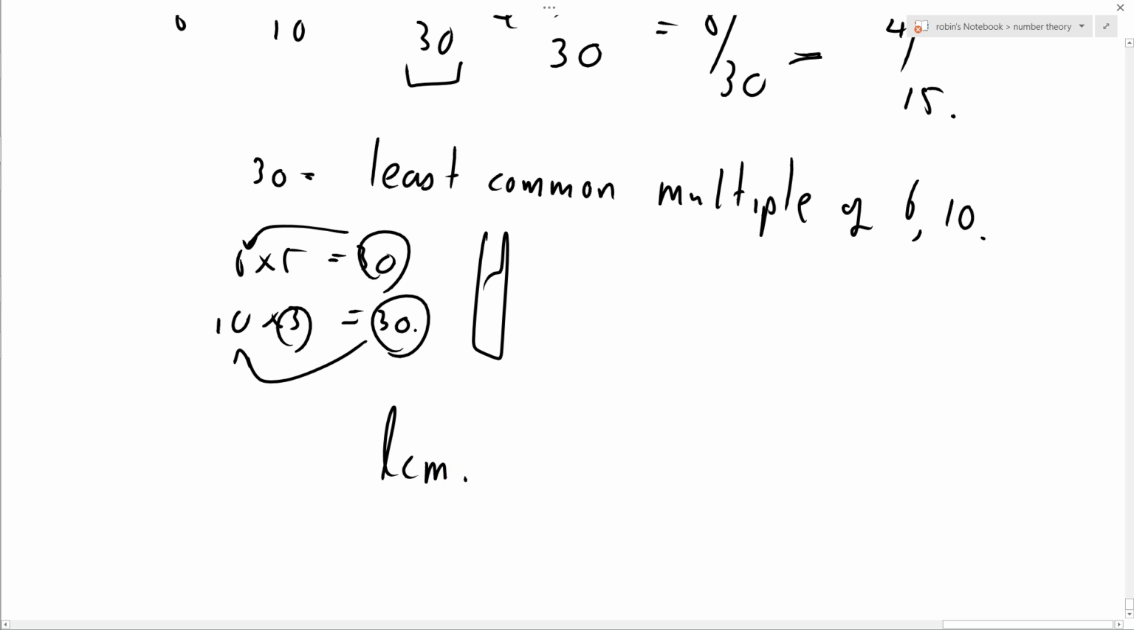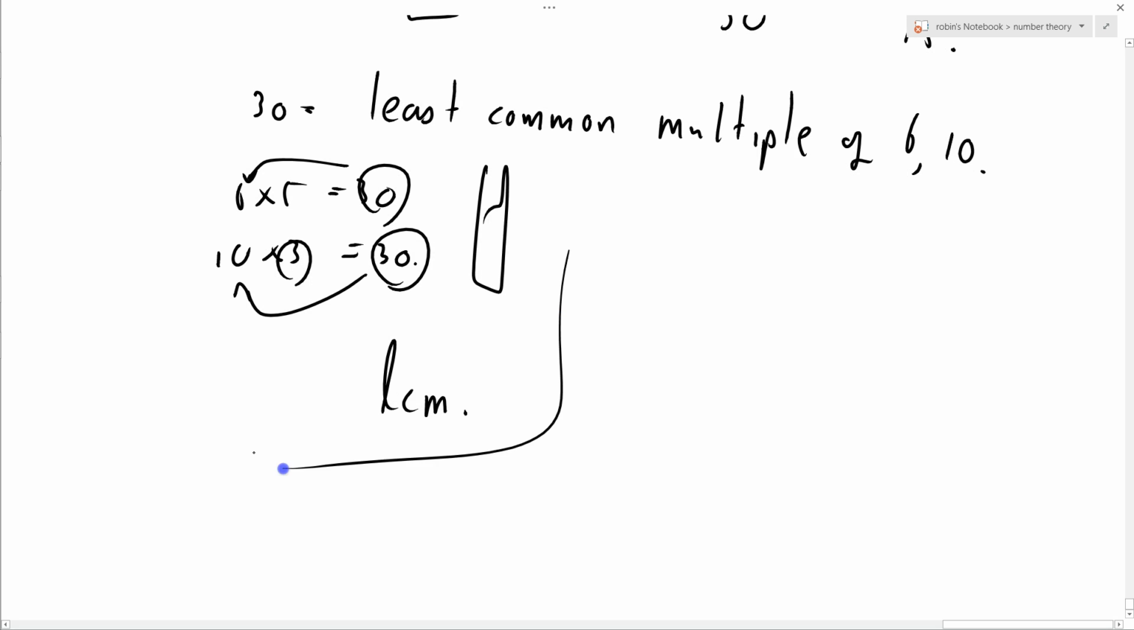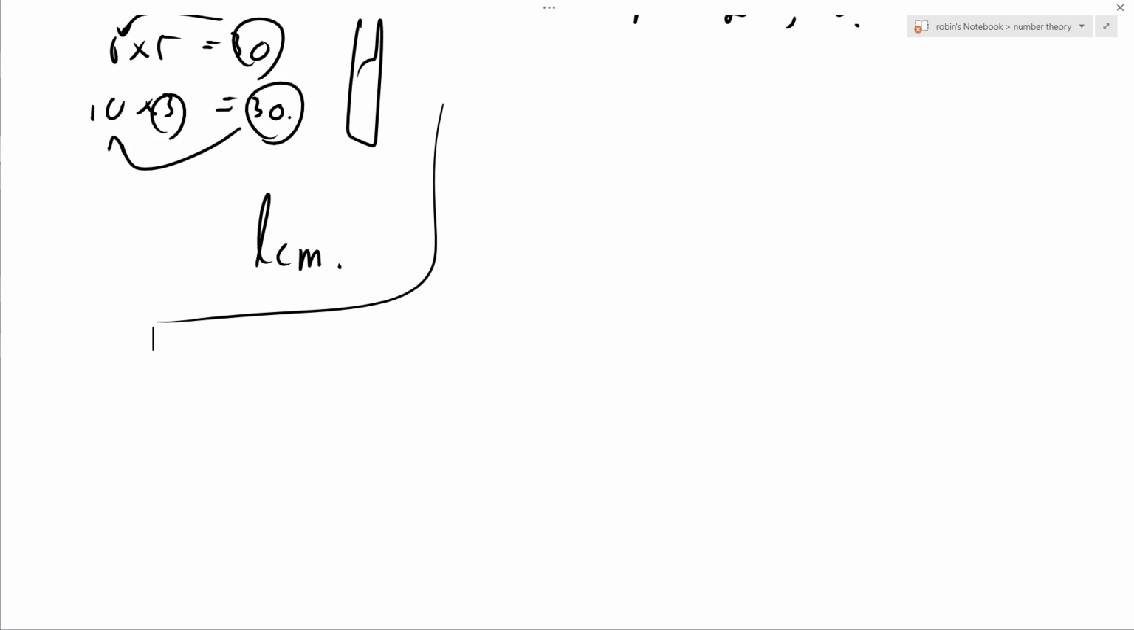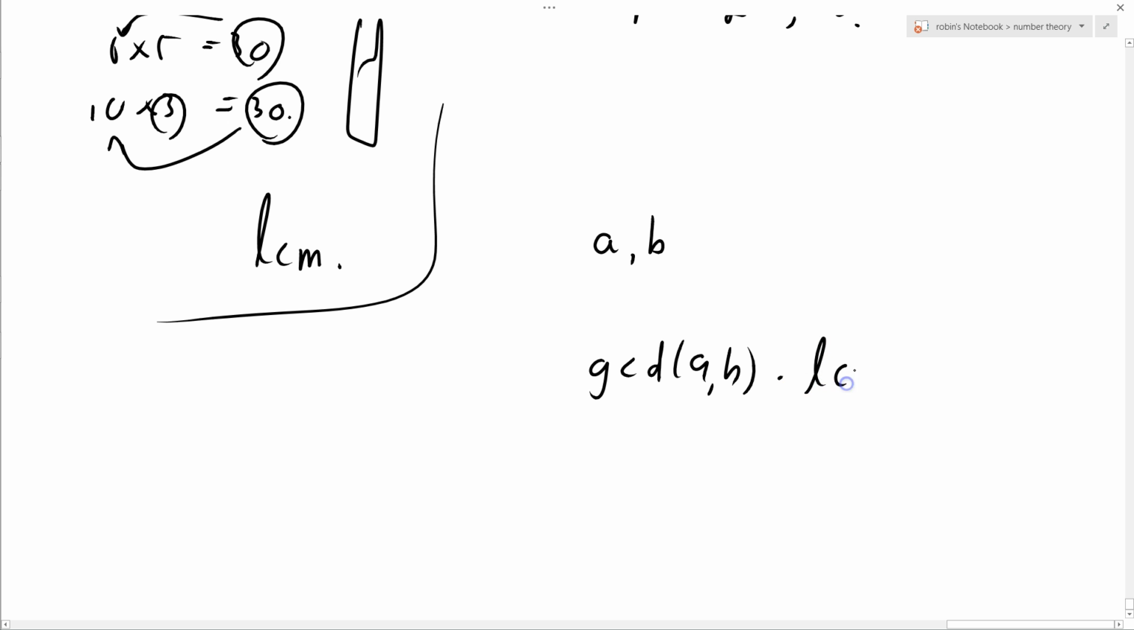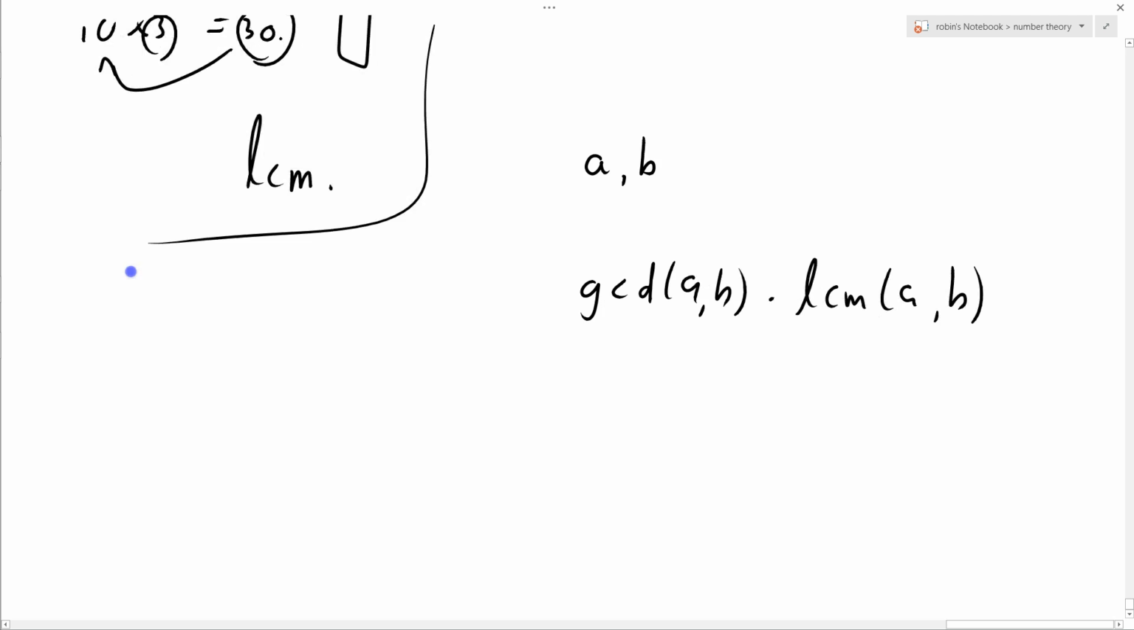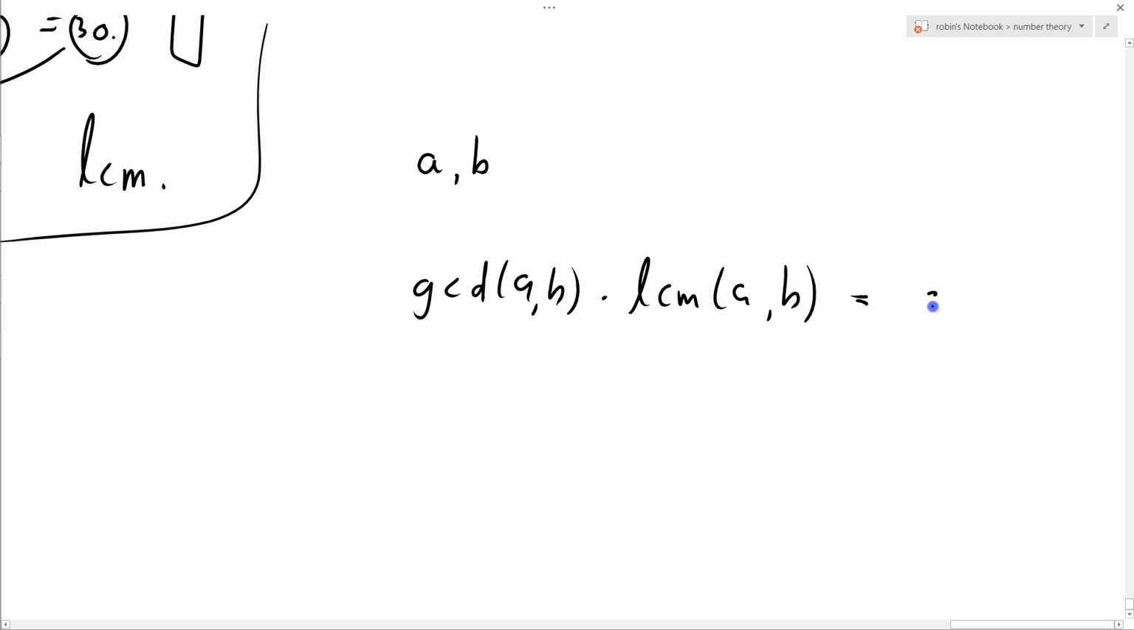Not as often used as greatest common denominator. It's interesting because it bears a peculiar relationship to GCD, and I'll write it out. A and B are given integers. The greatest common divisor of A and B times the least common multiple of A and B equals AB, just AB multiplied together. And you can kind of see why that is.